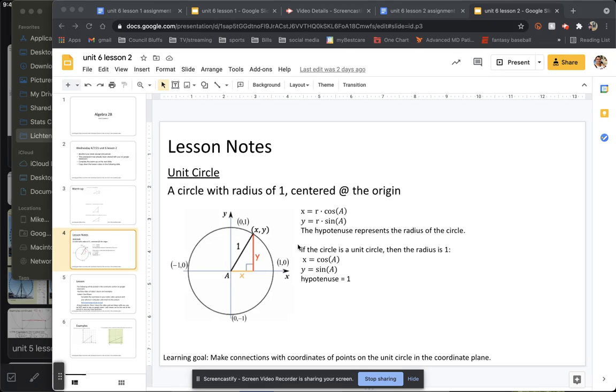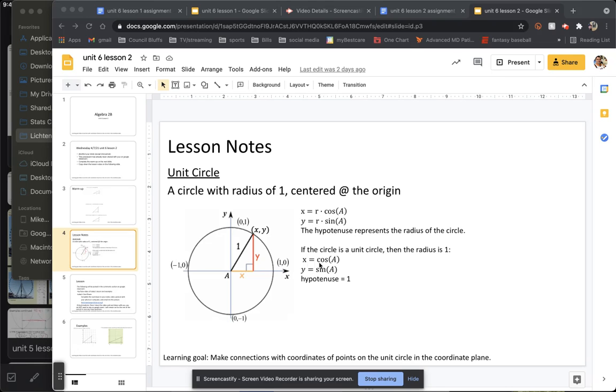Okay, and these formulas here allow us to figure out coordinates of points that are on the circle. Say I have a point right here that's on the circle. I can figure out the x value by taking the radius and multiplying it by the cosine of the angle. And I can figure out the y value by taking the radius and multiplying it by the sine of the angle. Okay? And of course, if the circle is a unit circle, then this r here is 1.